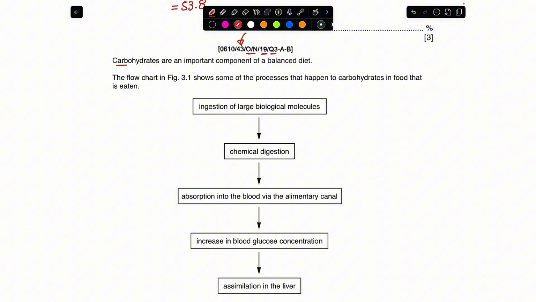They say carbohydrates are an important component of a balanced diet, and we are convinced with it: the carbohydrate, the protein, the fats, minerals, vitamins, and the other stuff make a balanced diet. They have given us a flow chart in figure 3.1, and they show us some of the processes that happen to the carbohydrate in food that is eaten. So, if I am eating the carbohydrate in my food, what would happen to it in the alimentary canal? They have presented us with the help of the flow chart.